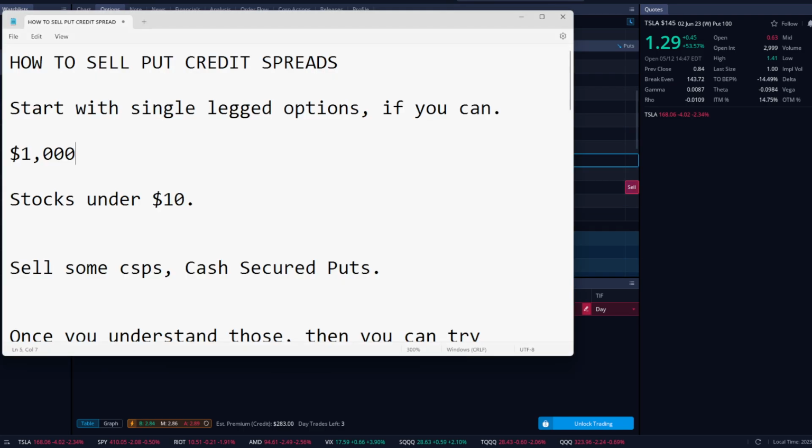Or execute some single-legged options, because those are a little bit easier to do, easier to understand. You can quickly understand your max risk and max reward with single-legged options a little bit easier. Spreads, vertical spreads, that's like the next step of more advanced. So just make sure you master single-legged options first, and then you could quickly move up.